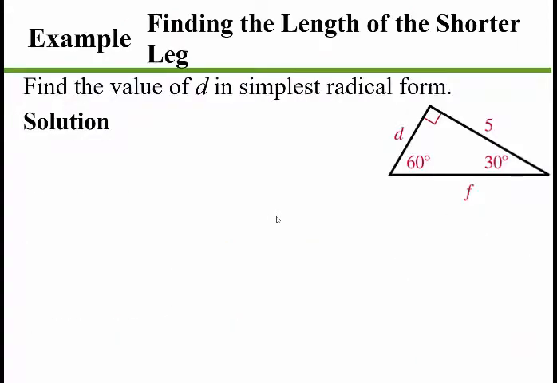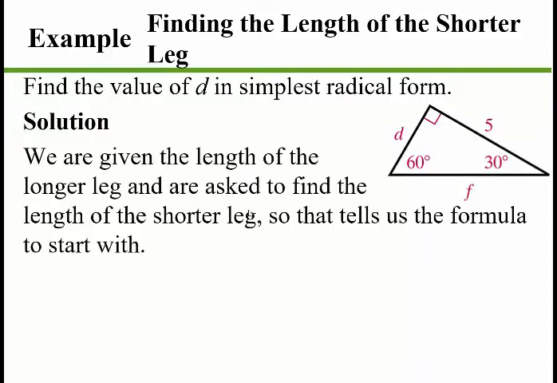All right, so let's do this. Let's find the value of d in the simplest radical form. Well, what you can see here is d is the shortest side here. What we're saying here is the longest side is 5. So you're given the length of the longer leg and asked to find the length of the shorter leg. So that tells us what formula to start with.